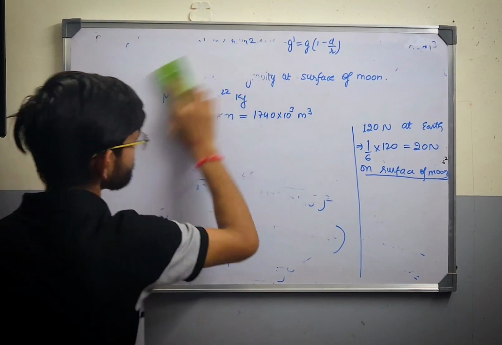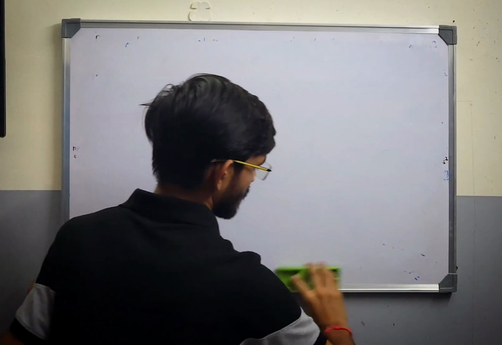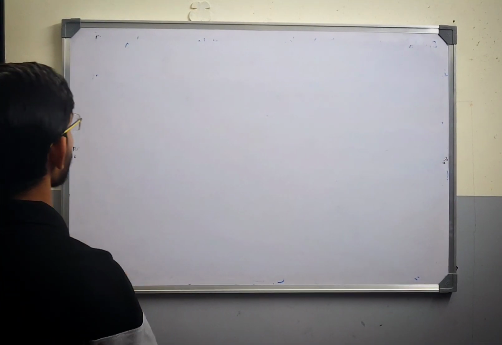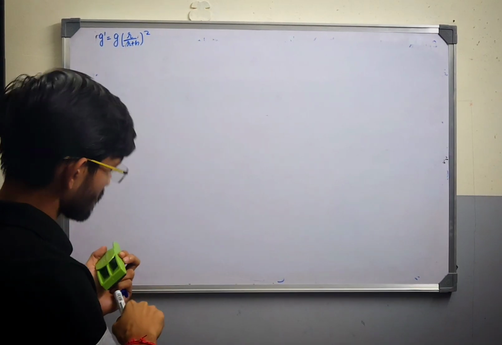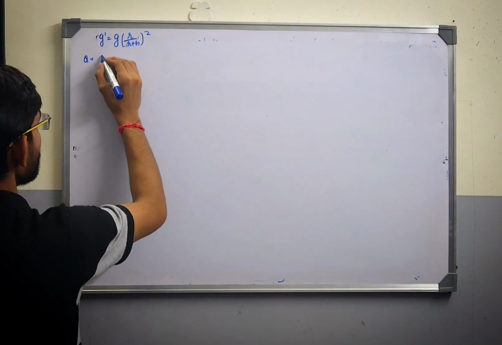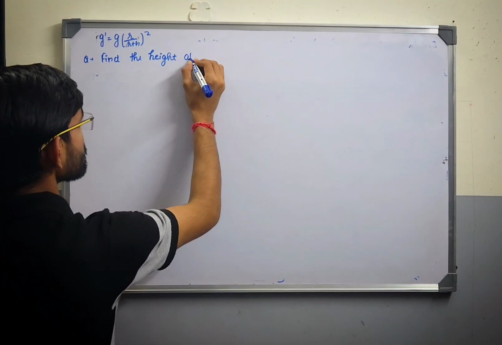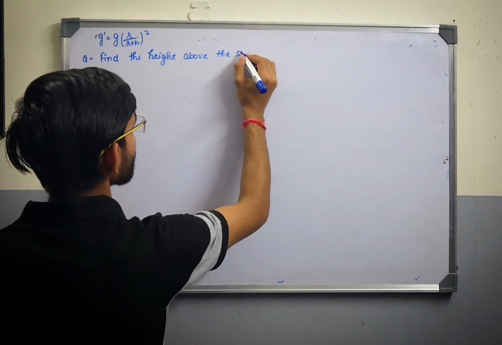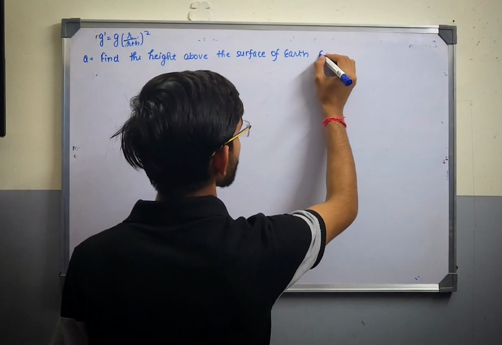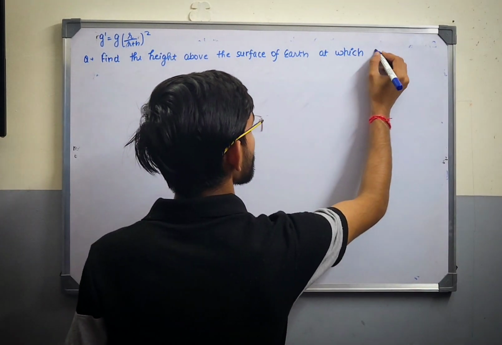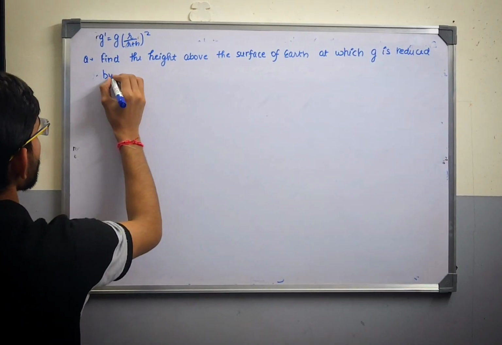Now we will take another question. Now we will take one question on variation in acceleration due to gravity with height, with the formula g' = g R²/(R+h)². So the question is, find the height above the surface of Earth at which acceleration due to gravity is reduced by 36%.